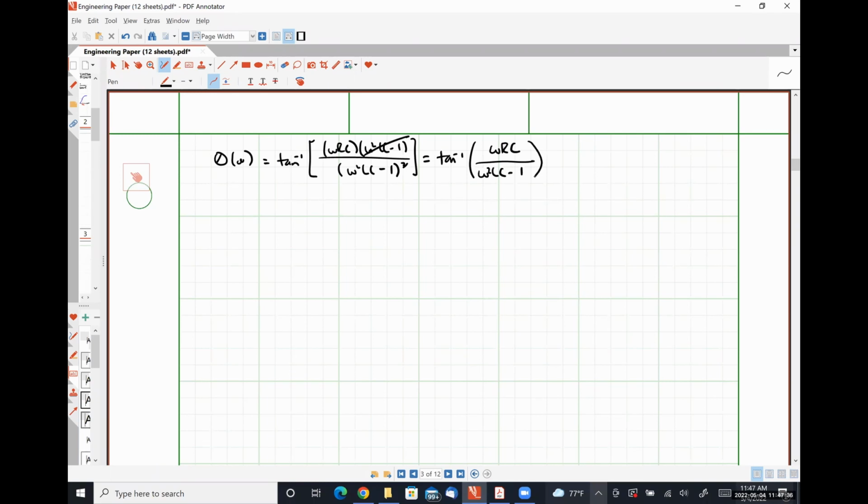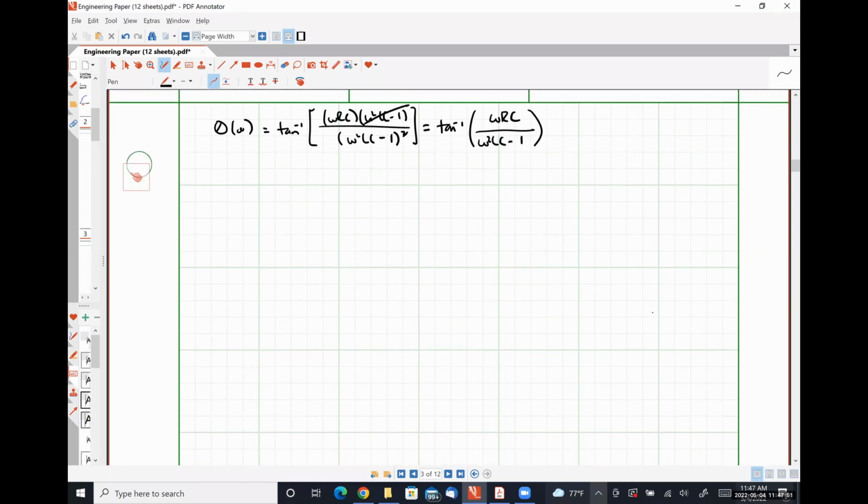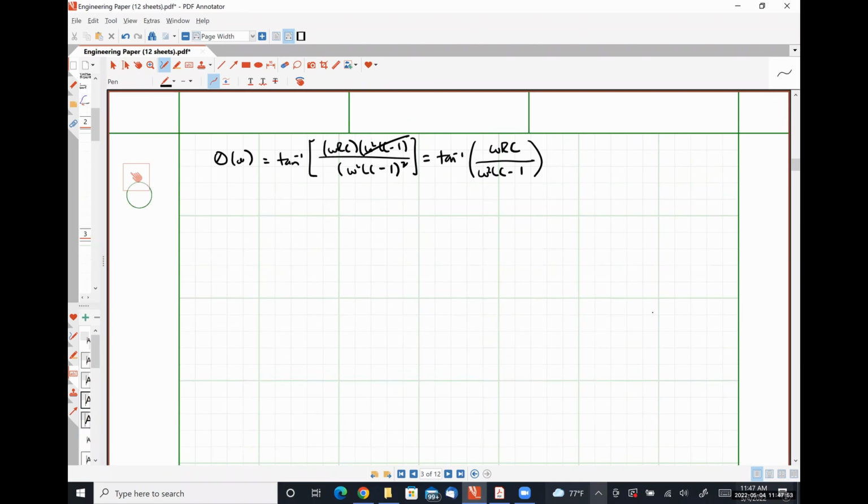All right, so very, very briefly, and by that, I mean I'm not going to actually do any of the math involved in finding the magnitude response or phase response. We're going to talk about second order low pass filters and second order high pass filters.